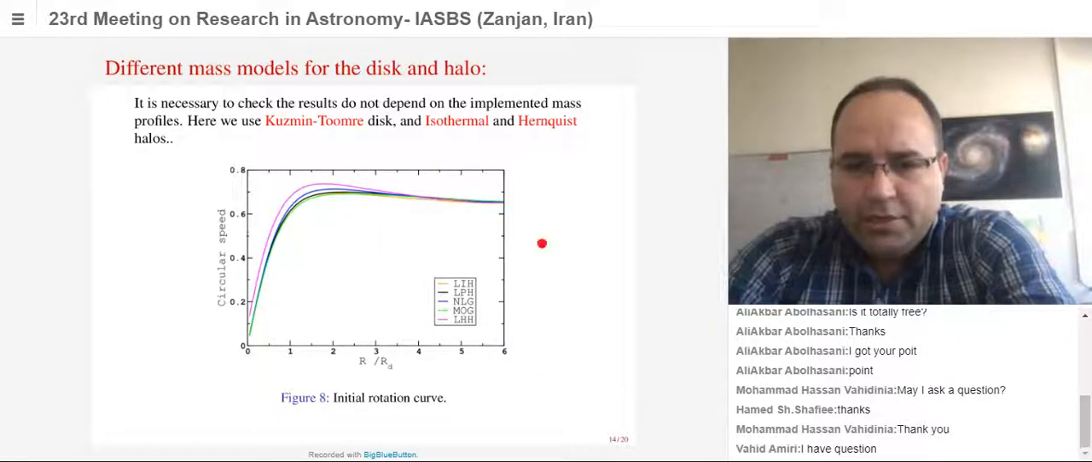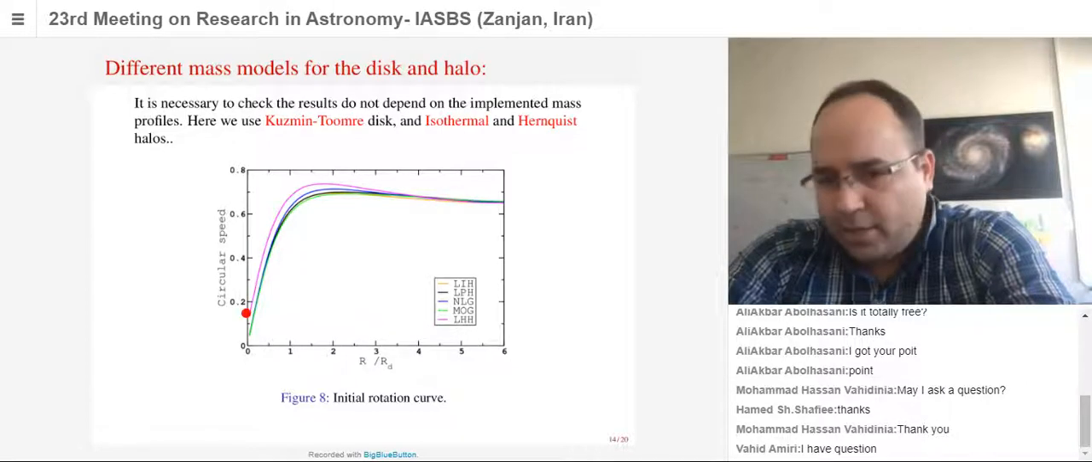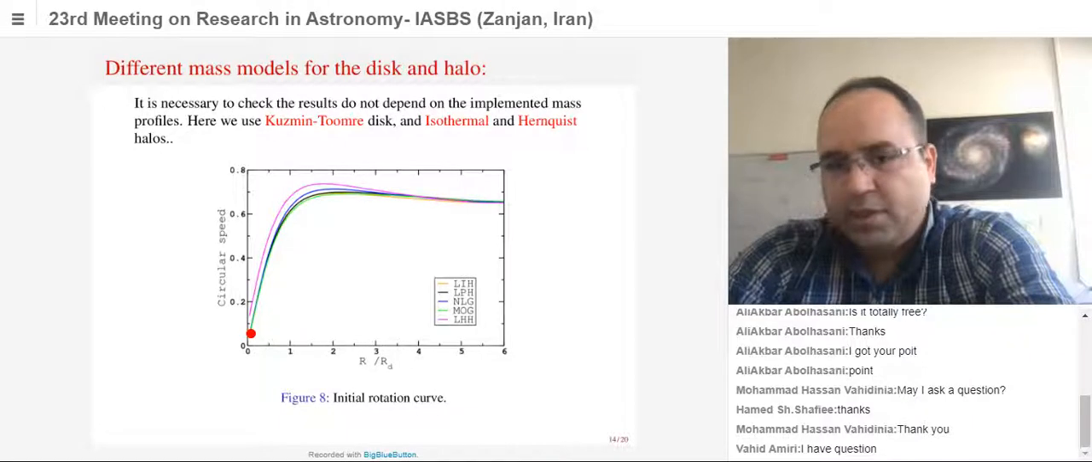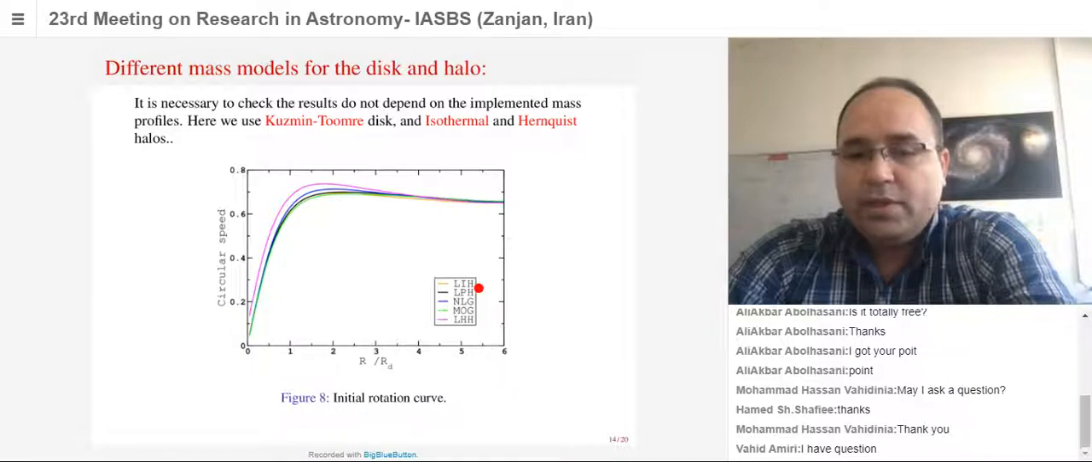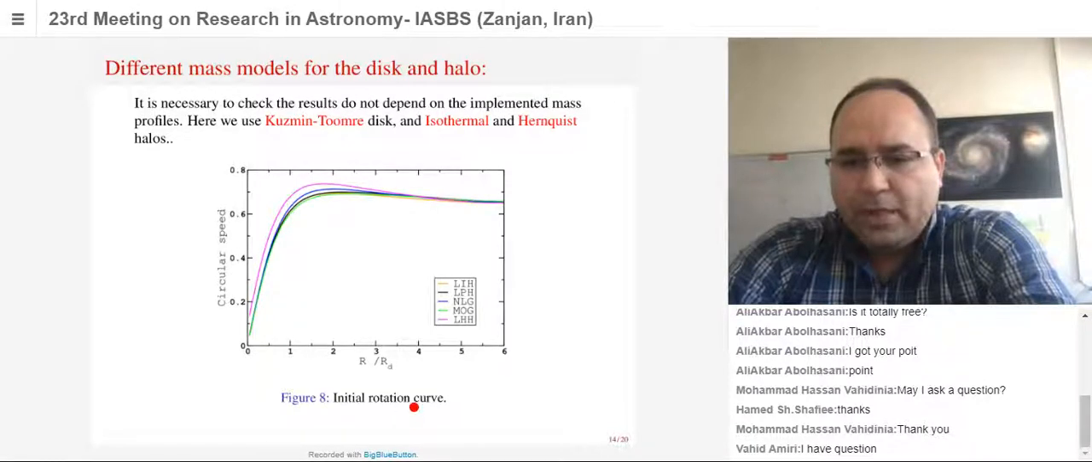Here, this is the initial rotation curve again, and LIH means a live isothermal halo, then the Plummer halo, NLG and MOG, and LHH here means live Hernquist halo. As expected, here we see a rapid increase in the rotation curve because the Hernquist halo has a cusp. Then it was interesting to see, if we put a cusp there, the evolution of the stellar bar.